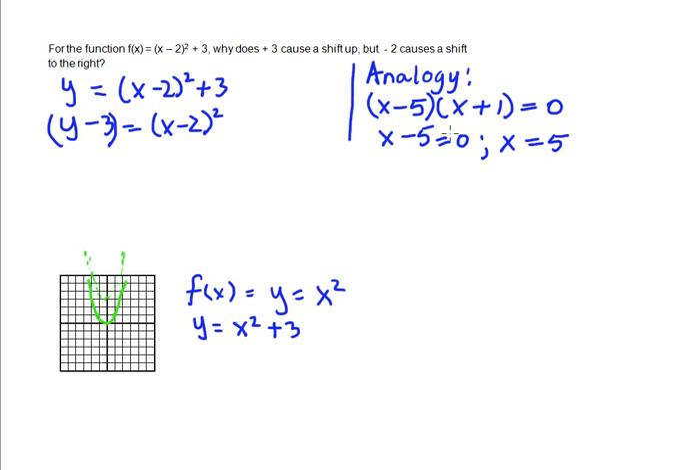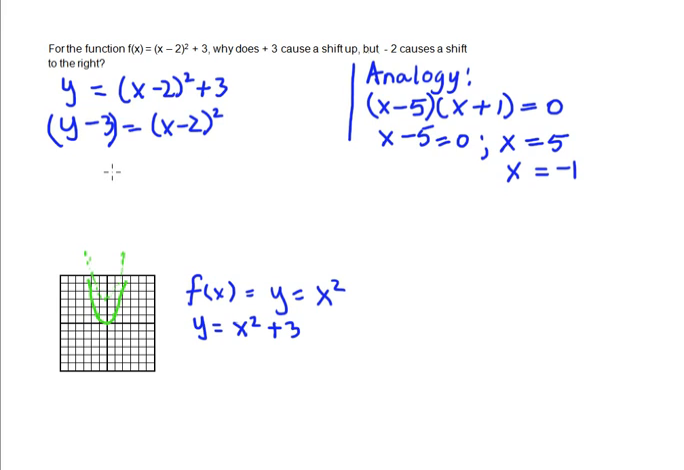Something similar happens with the second factor. We end up with the solution that x is equal to a negative 1. And so the solution has the opposite sign as the number inside the binomial factor. And over here, again, we see something similar, that when you have a binomial factor, the sign that's inside has the opposite effect. In this case, we want to move 3 units in the positive y direction, and for the x minus 2 squared, we want to move 2 units in the positive x direction.